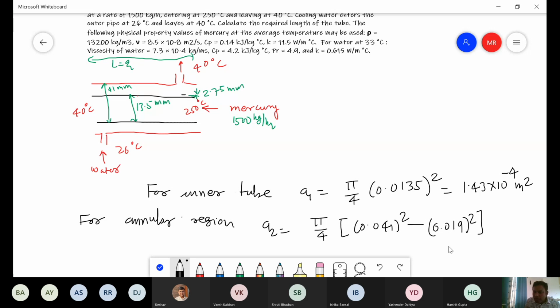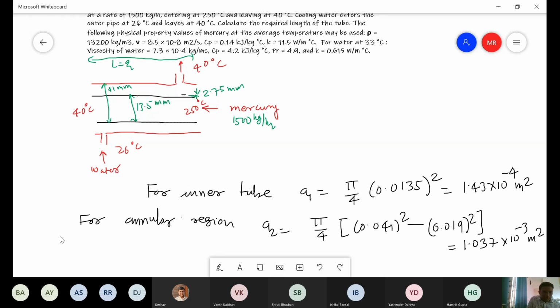Is it clear to everyone how this 0.019 is coming? Because 13.5 mm is there, plus 2.75 at the top and 2.75 at the bottom. So 2.75 plus 2.75 becomes 5.5. If we add 5.5 mm to this 13.5, that becomes 19 mm. That is why we have used 0.019 square here. So this comes out to be 1.037 into 10 raised to power minus 3 meter square. This is the area for the annular region.